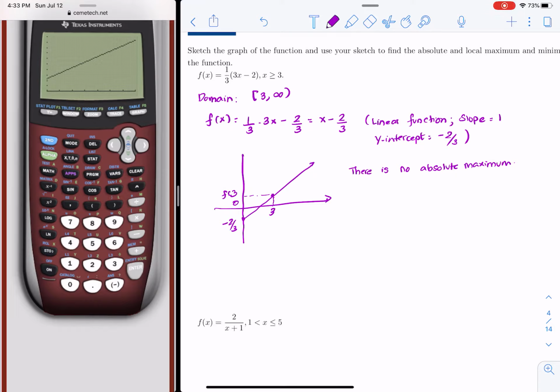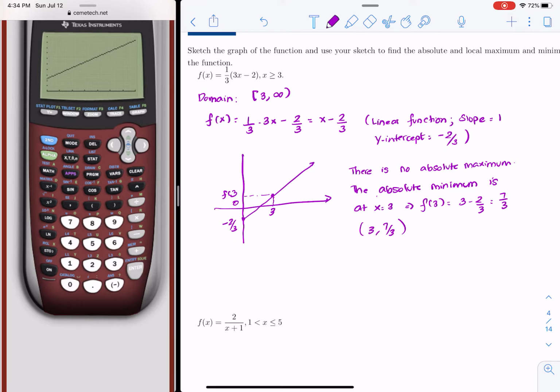Is there an absolute minimum? So the absolute minimum is the smallest value. So the absolute minimum is at x is equal to 3. So f of 3 would be equal to 3 minus 2 over 3. That would give me 7 over 3. So the absolute minimum is at (3, 7 over 3).